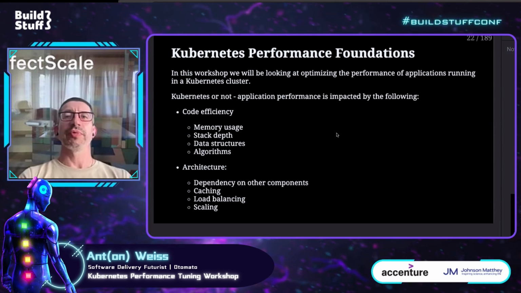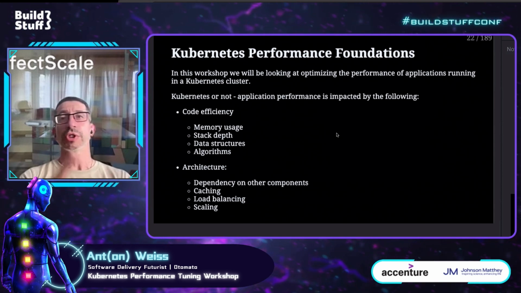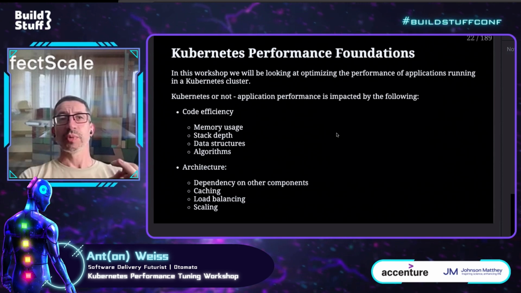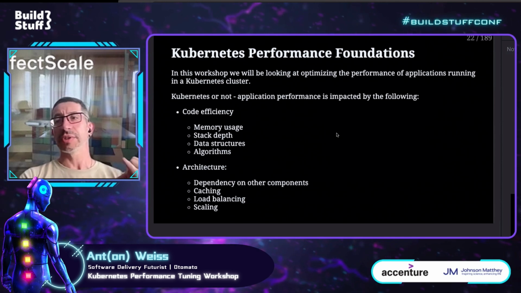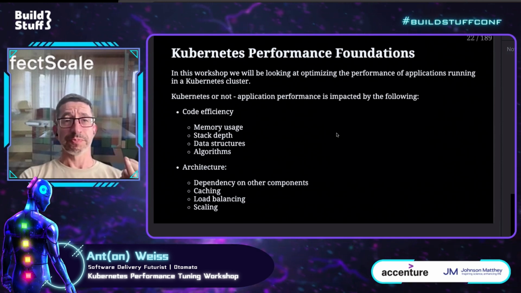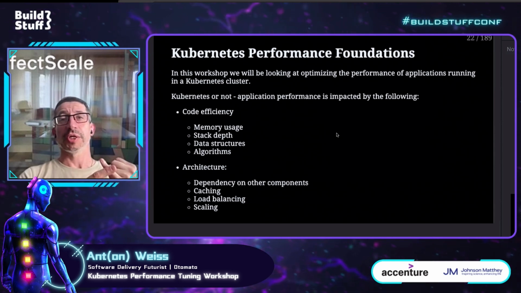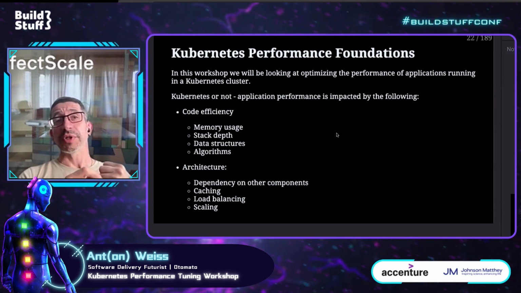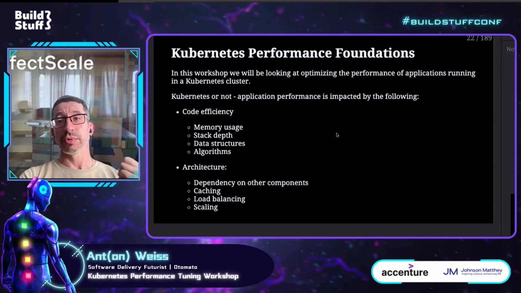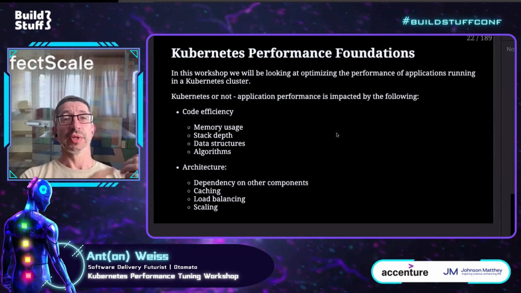Kubernetes or not, application performance is impacted, first of all, by the code itself, right? The code can be more efficient or less efficient in its memory usage, the way it's built, what the stack depth is, how efficient the data structures are, how efficient the algorithm is. And of course, today we're usually talking about applications that have distributed, pretty complex architectures. So the architecture is also very important in optimizing the performance of the application.